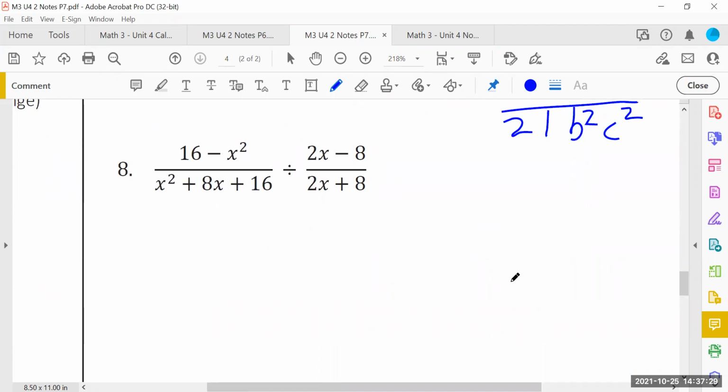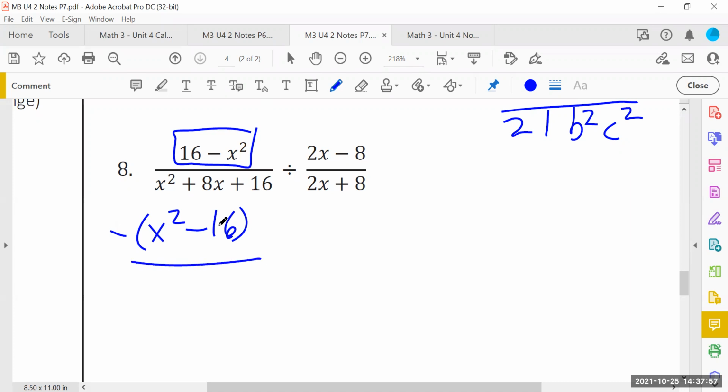Number 8. Looking at this, I'm going to flip that second fraction, but before I do, I'm actually going to rewrite this piece right here. 16 minus x squared. I'm going to factor a negative out of that. Negative x squared minus 16. That way I can switch the sign on the x, make it positive, switch the sign on the 16, make it negative, and it's easier for me to see, oh, that one is going to be a difference of squares.